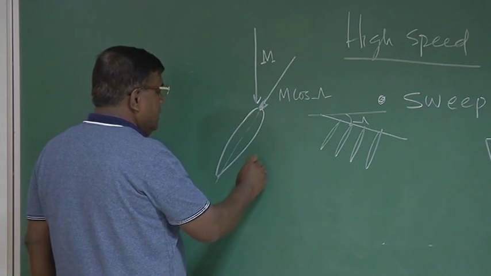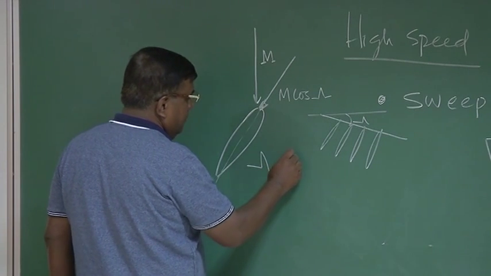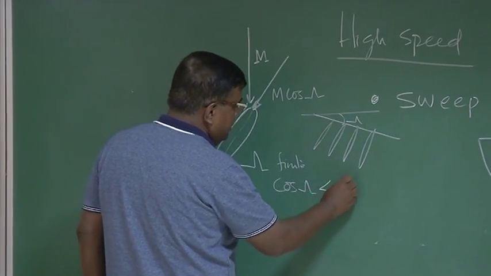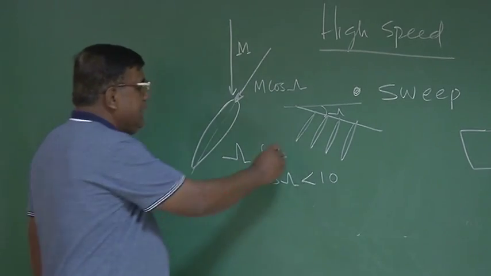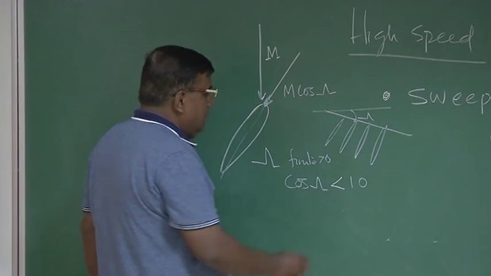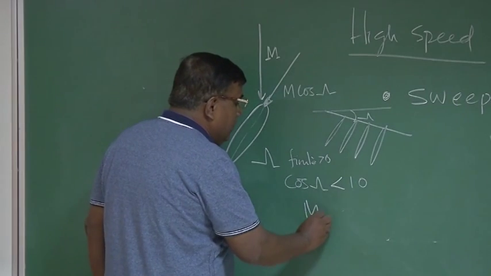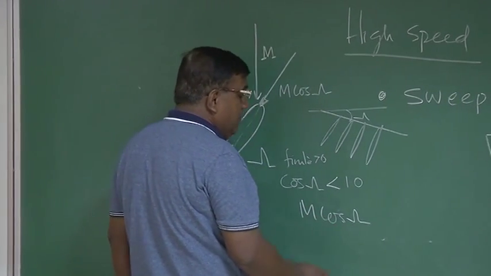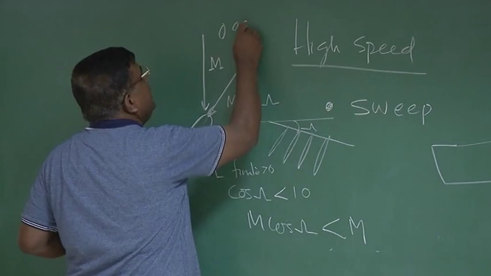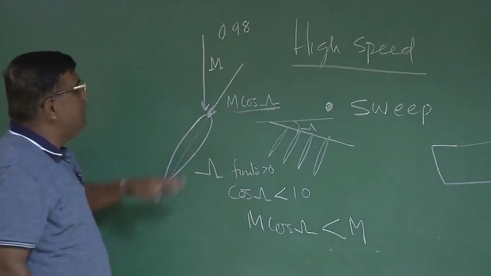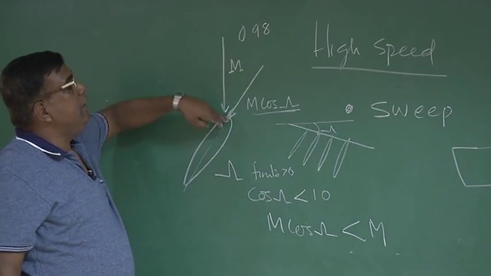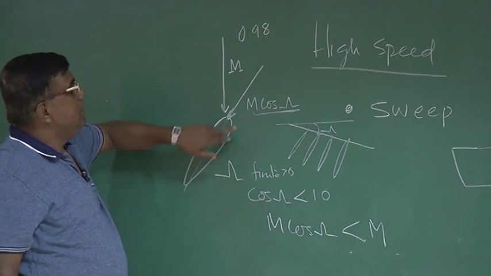Now what will happen? Since for lambda finite, cos lambda is less than 1. That is, if lambda is finite and greater than 0, then cos lambda will always be less than 1. If it is less than 1, then M cos lambda for a finite value of lambda will be less than M. That is, if let's say it is 0.98, then depending upon the lambda you have chosen, this normal component can become 0.95. So you're reducing the transonic effect seen by this aerofoil.